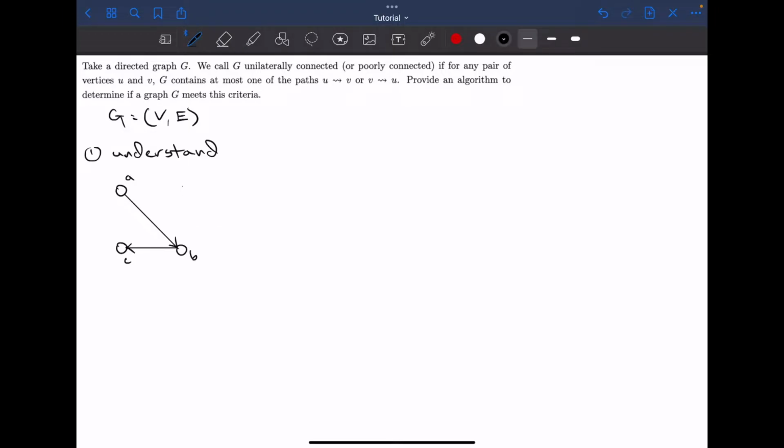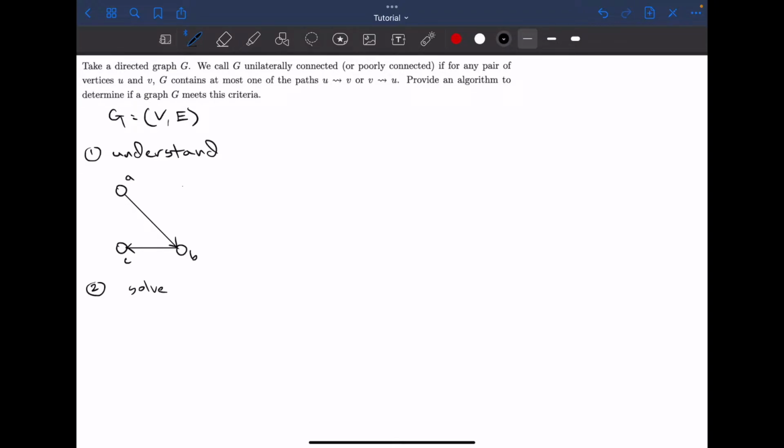Notice, however, if I add this edge, then if I take the vertices A and C, there is a path from A to C, but there is also a path from C to A. And therefore, this graph is no longer poorly connected. Okay, now let's try and solve the problem.